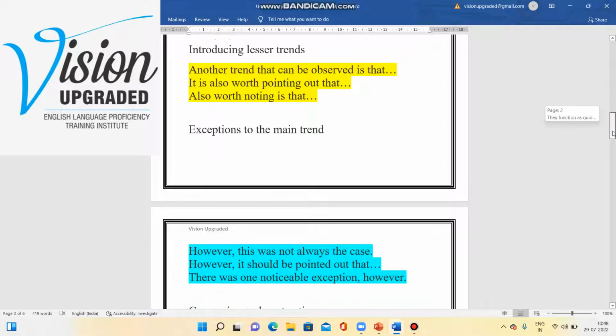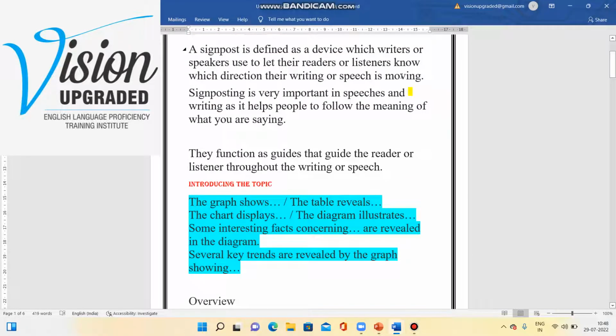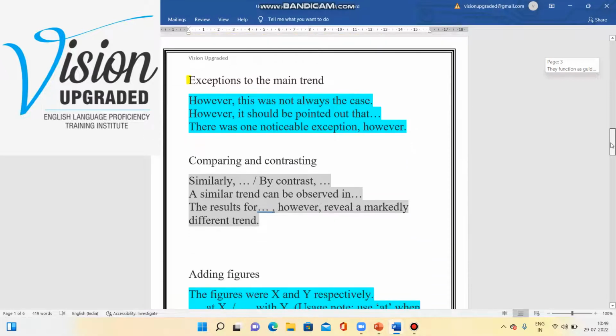Exceptions to the main trend. So if there is some kind of exception, you want to mention that in your task. So you can use however, this was not always the case. However, it should be pointed out that there was one noticeable exception, however.